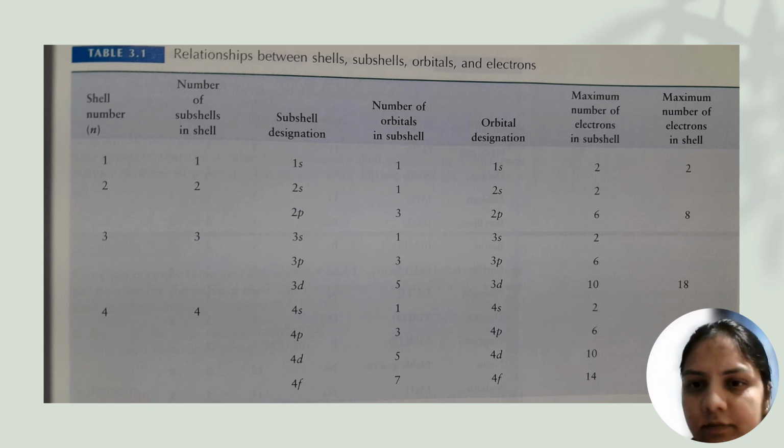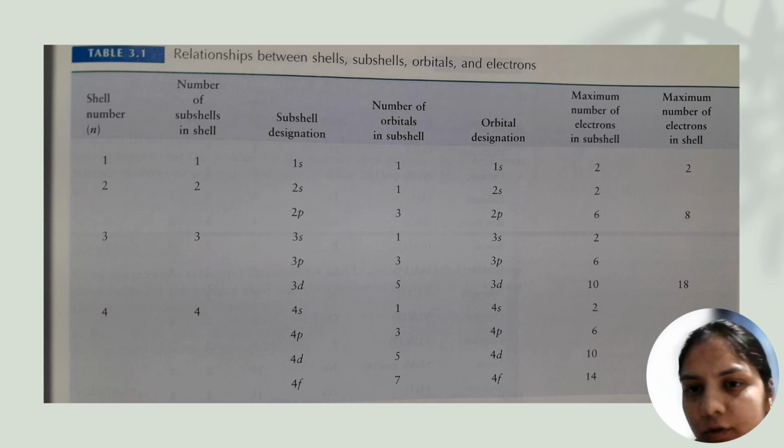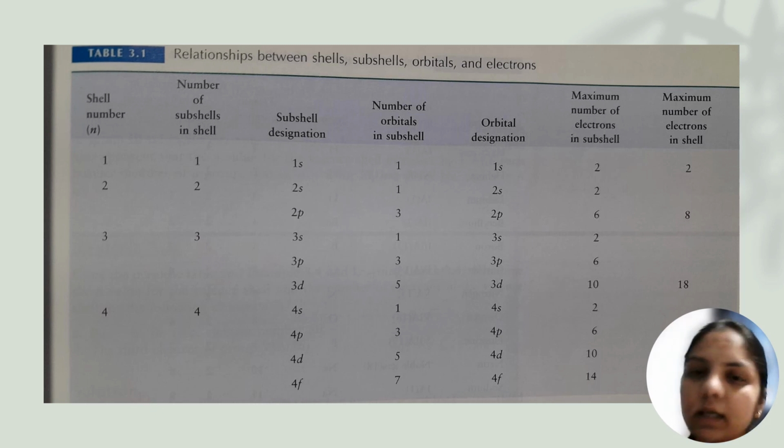In the similar way, as I told you, one orbital equals 2 electrons. So the maximum number of electrons in each subshell would be like this. One orbital means 2 electrons. 3 orbitals means 6 electrons. 5 orbitals means 10 electrons. 7 orbitals means 14 electrons. It can accommodate 14 electrons within it.